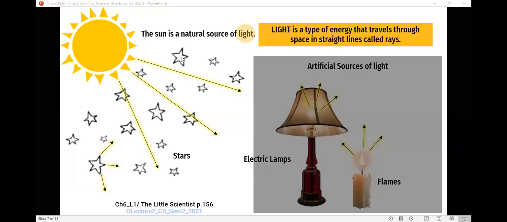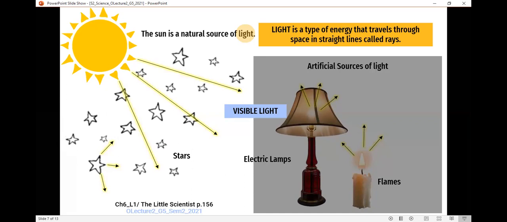The sun sends light, but I want to tell you something. The sun sends different kinds of light. The light that we see is called visible light. So here is the sun, the stars, the lamp, the flames. They send light that we can see, so it is called visible light. The visible light is the white light that we can see.